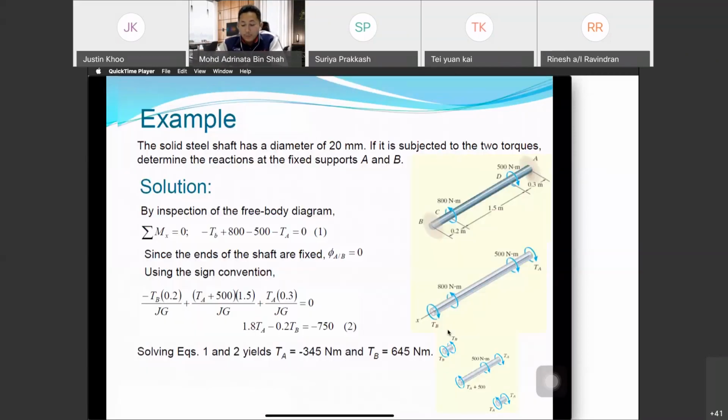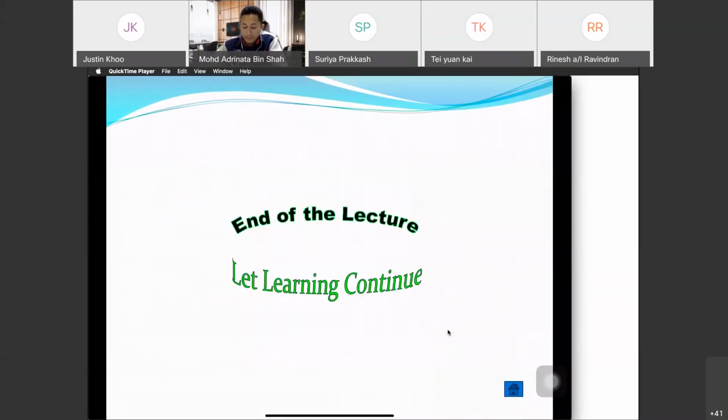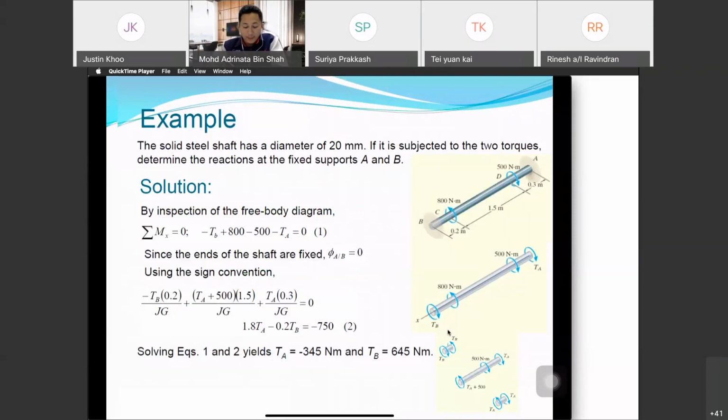So we move to the last example. The last one. Okay, example. The solid steel shaft has a diameter of 20 mm. D, so we need to see is 10 mm. If it is subjected to the two torques, determine the reaction at the fixed support A and B. So dia nak tengok dekat fixed support. So kita cut lah.